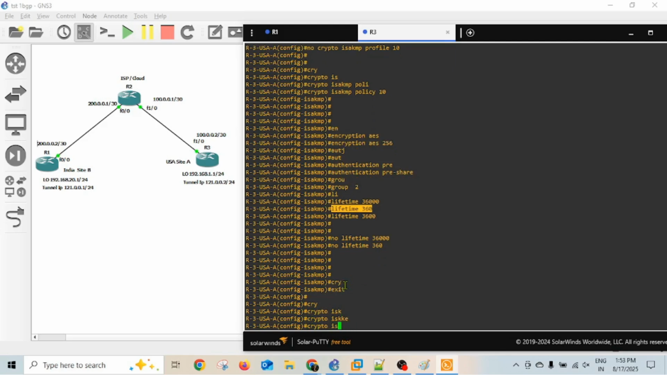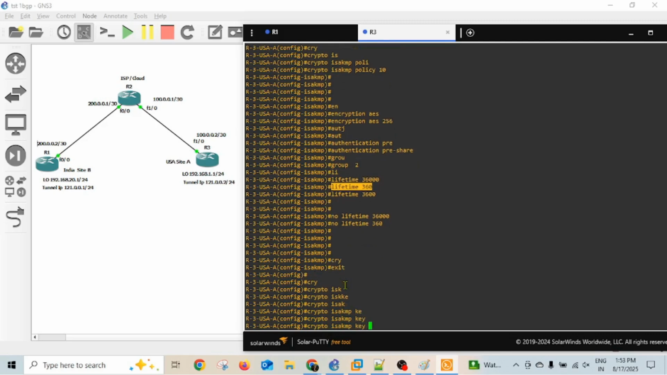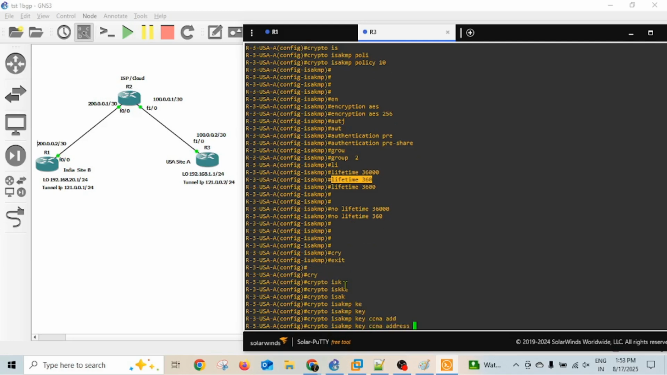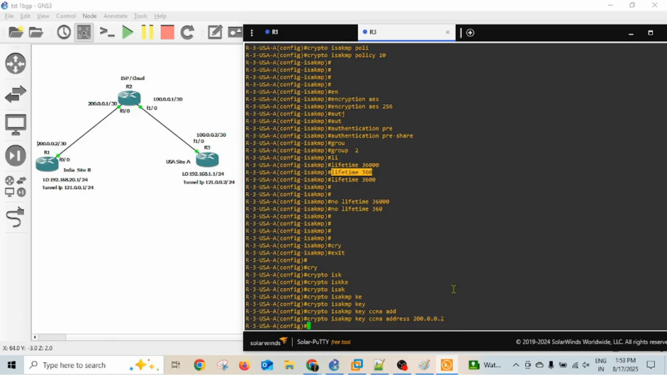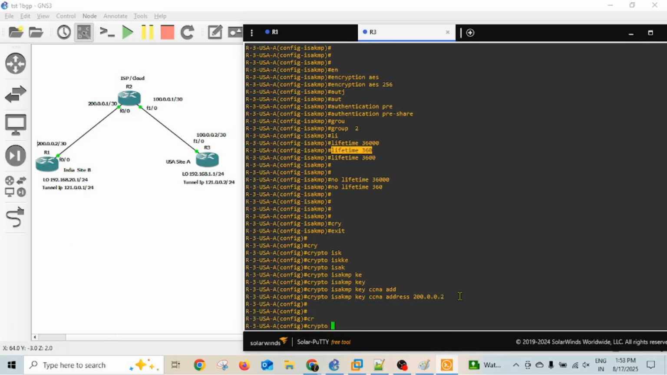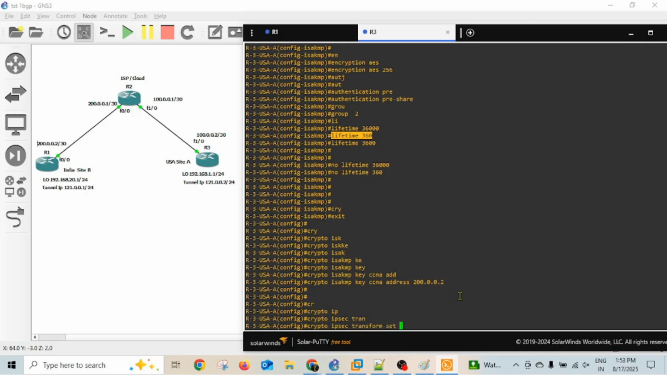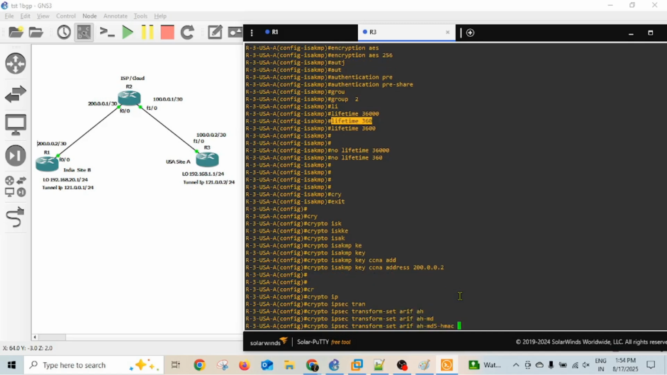So I see the key. We just define the key CCNA address 200.0.0.2, the destination address, okay? And then we can create the crypto transport set with HMD5.